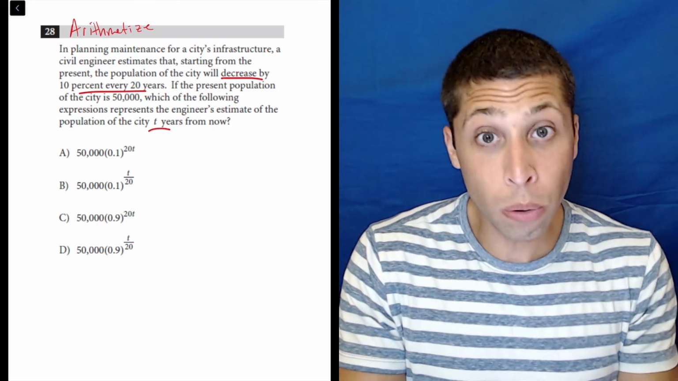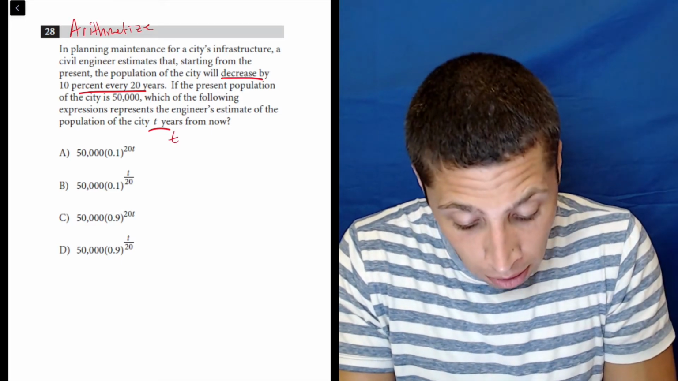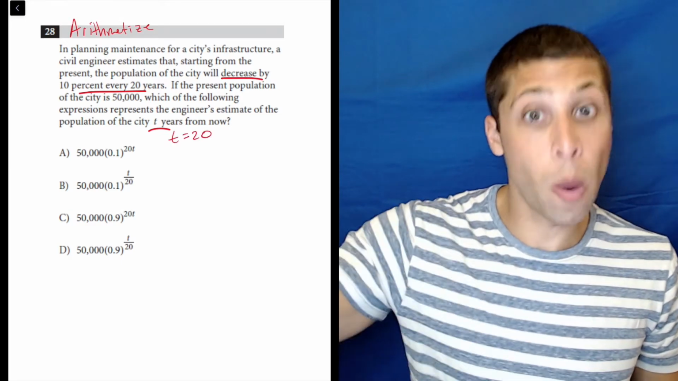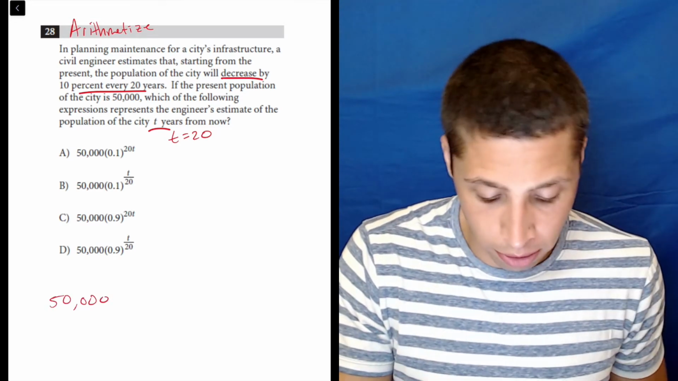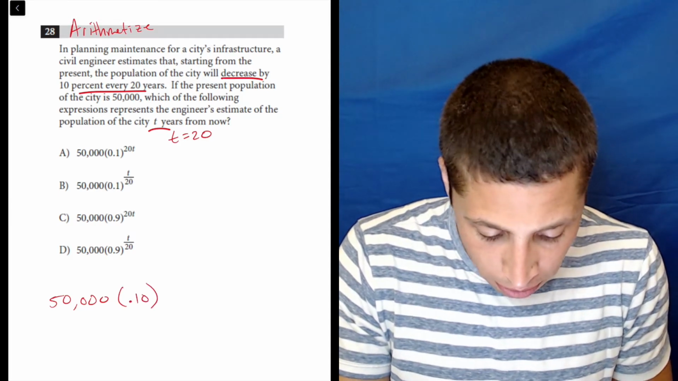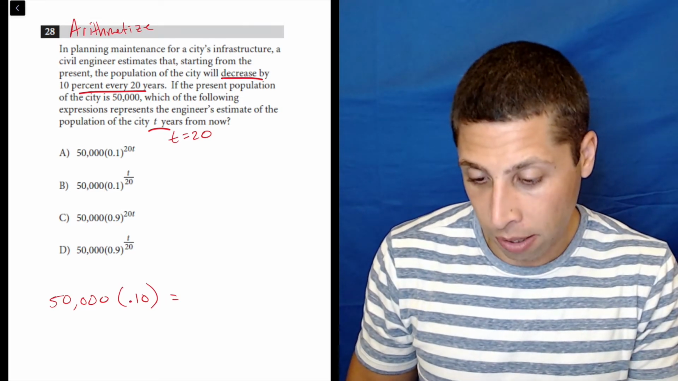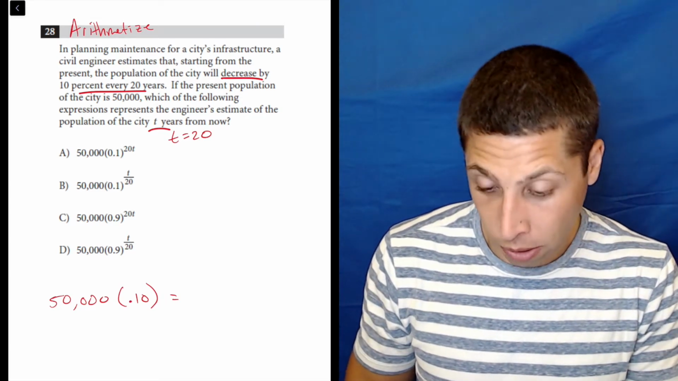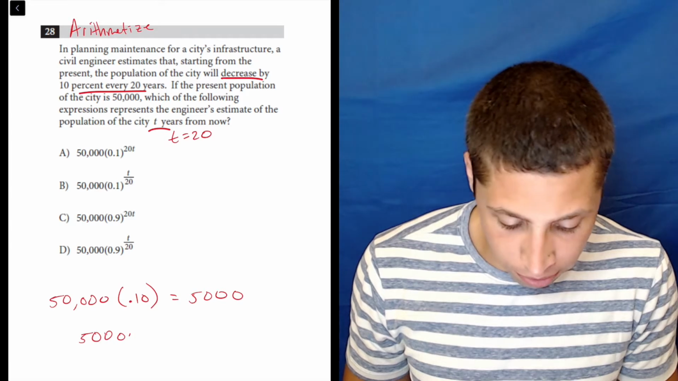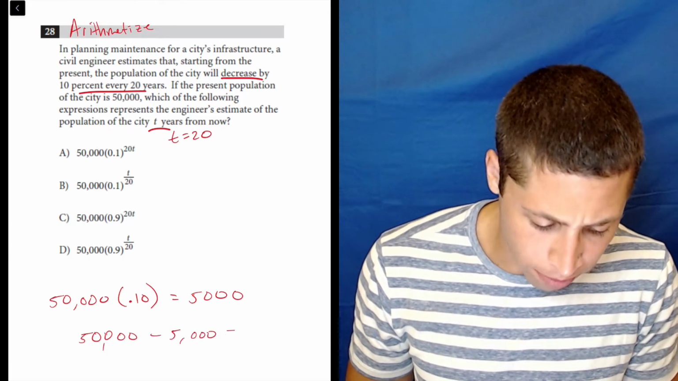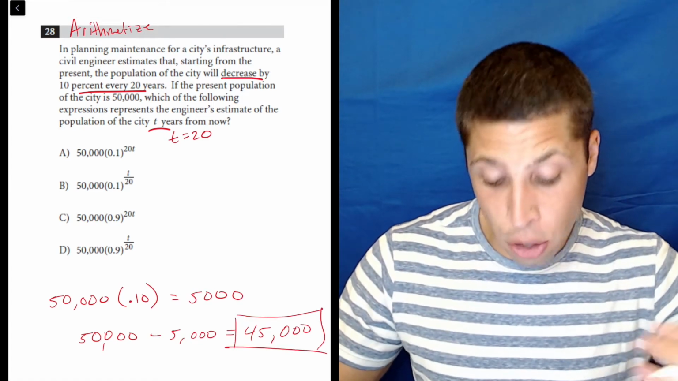So let's just do what they're saying, right? In 20 years, you're going to have a decrease of 10%. So let's just say, okay, 20 years from now, when t is 20, the population is going to go from 50,000 to what? Well, we could probably do this in our head, but we have the calculator. So 10% of 50,000, we're going to multiply by 0.10. And so 50, 1, 2, 3 zeros, times 0.10 is 5,000. We knew that. And that's a decrease, so then I'll take my 50,000 and subtract the 5,000, and that tells me 45,000 is supposed to be the new population.